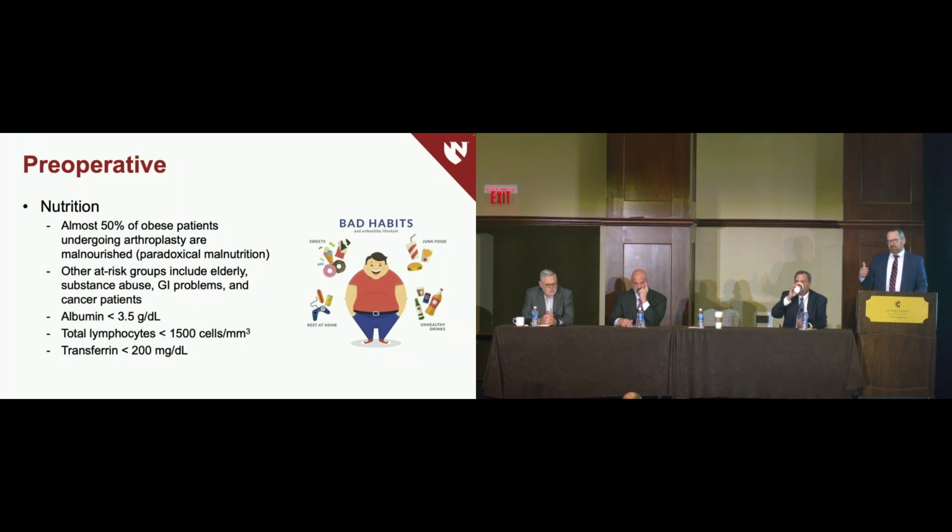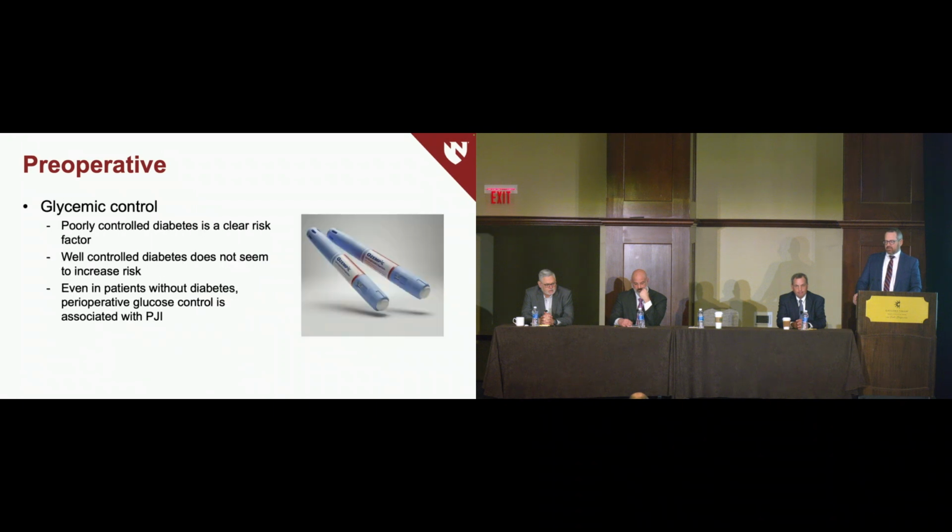Numerous authors have looked at how to screen for malnutrition. I think the most commonly used tool right now is probably albumin, but I've listed several here. Total lymphocyte count less than 1,500 has been used by several authors, and a transferrin level less than 200. So any of those patients at risk ought to be screened, and if they screen positive, then you can refer those patients on to a dietitian to work on their diet prior to joint replacement.